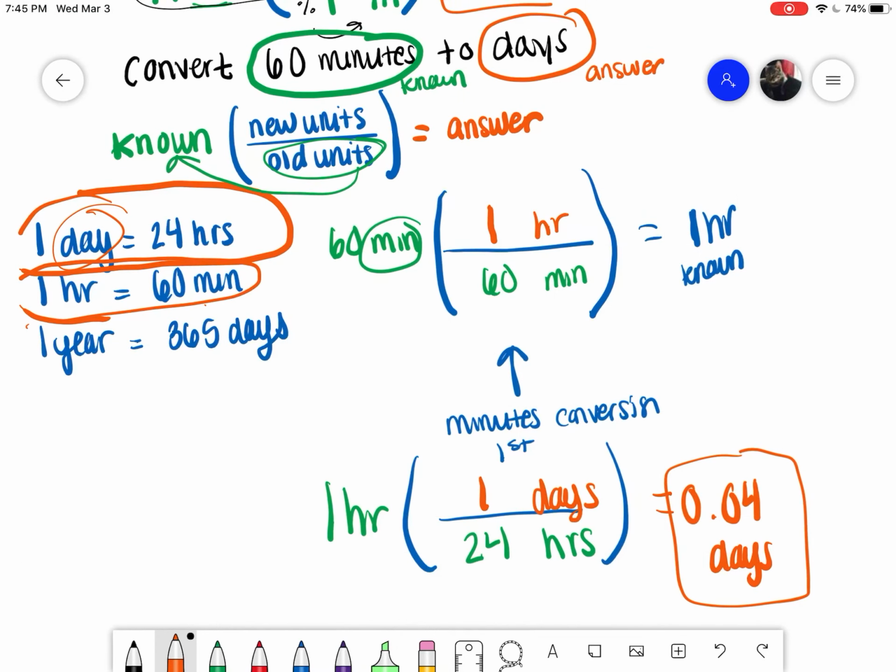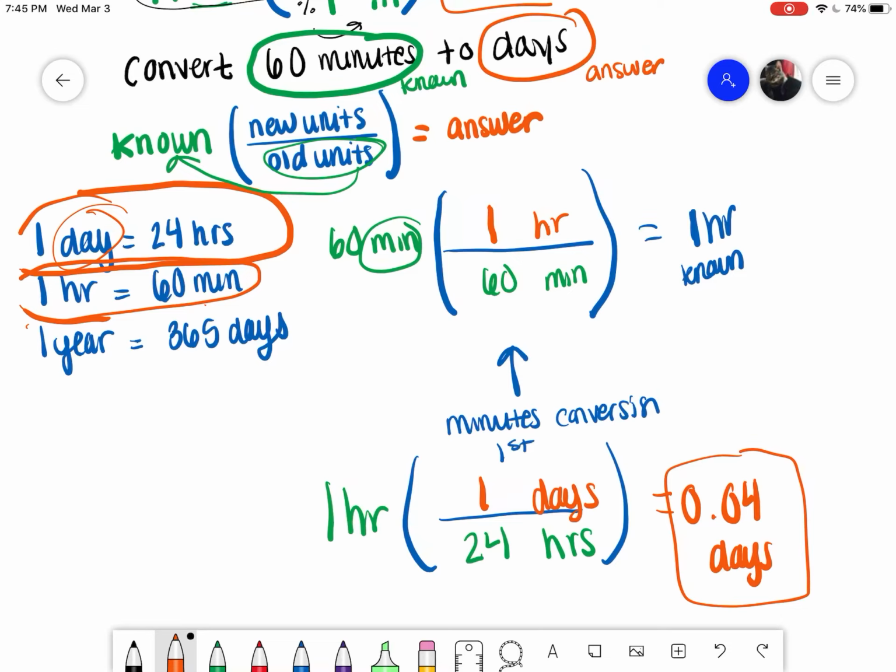So we started with minutes, and our minutes conversion gave us an hour, not days. So we first had to convert to hours, and then we used the number of hours we got and our hours conversion to get us to days. And that's our final answer.